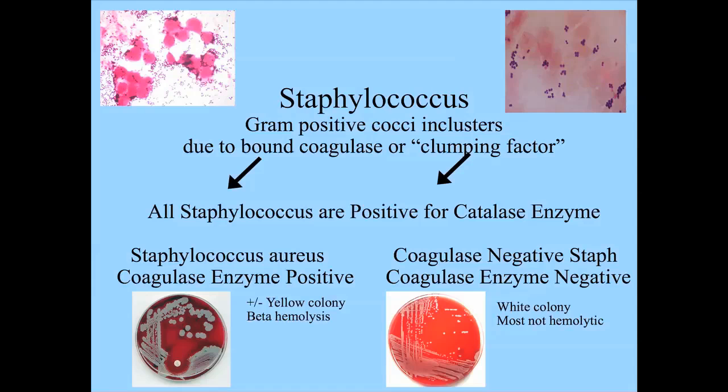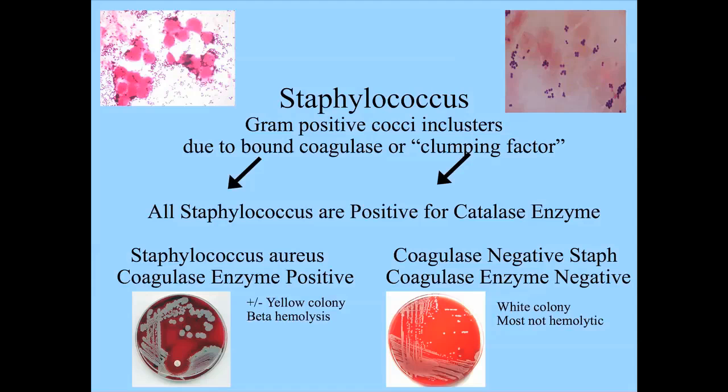We follow our flow chart down. You see on the left-hand side Staph aureus. Staph aureus has the coag enzyme that is positive. As the name implies, coagulase negative staph do not have the coag enzyme. Staph aureus are also kind of yellow in color and slightly beta hemolytic. Normally, the coag negative staph are white in color and not hemolytic at all.